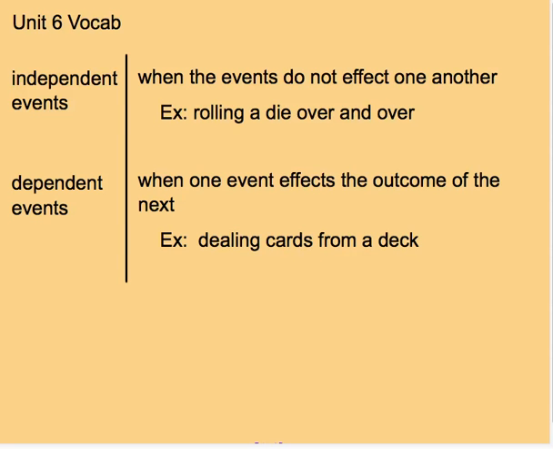The second type of event we're going to look at are dependent events. And that's when one event does change what could possibly happen for the next event. So for example, if you're dealing cards from a deck, if you deal a red 5, that's not left in the deck to deal from, so it changes the probability for what's left.